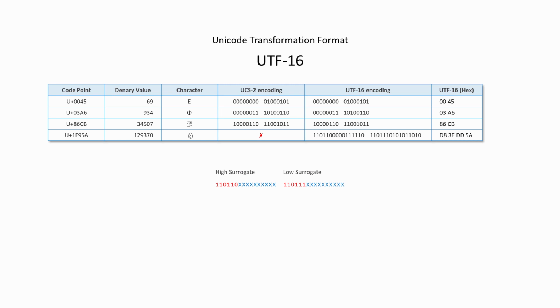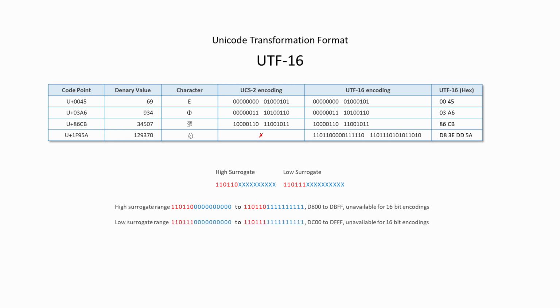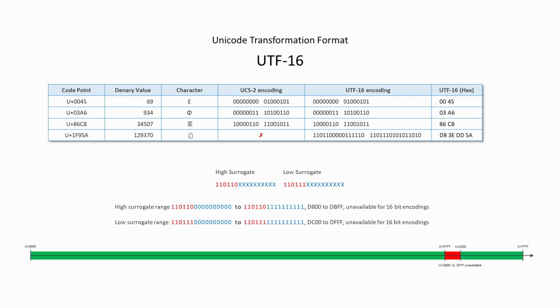Because of these bit allocations, any 16-bit value in the high surrogate range is unavailable for 16-bit encodings that use regular binary. To state that in hex, any value between D800 and DBFF can't be used. Furthermore, any 16-bit value in the low surrogate range, that's anything between DC00 and DFFF, is also unavailable for 16-bit encodings. In other words, there are no code points in the range D800 to DFFF.